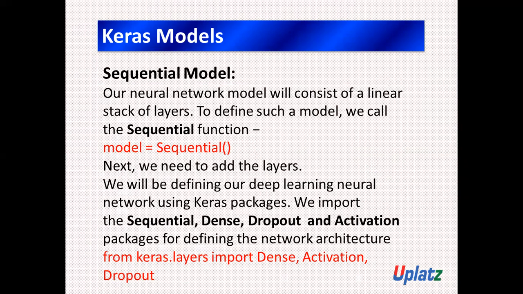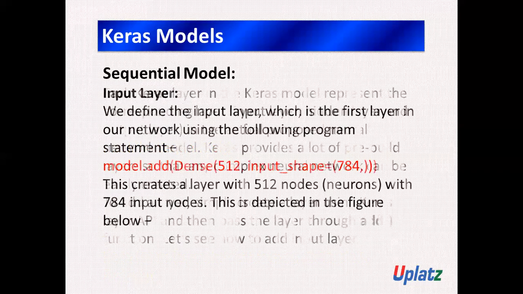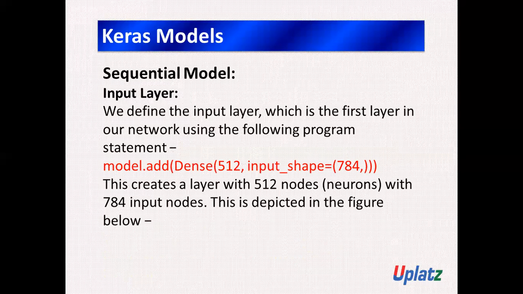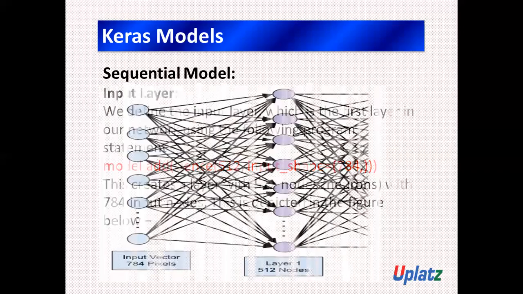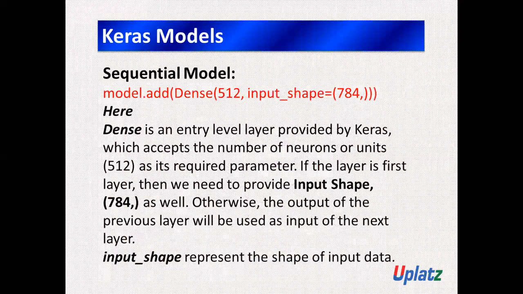After that, what we need to do? We need to add the layers. In order to add the layers, we need to import some packages from keras.layers. So write from keras.layers import Dense, Activation, Dropout. And then to add the first layer, that is the input layer, we have written the code like this: model.add(Dense(512, input_shape=(784,))). And I have shown you what is meant by Dense and what input_shape is.